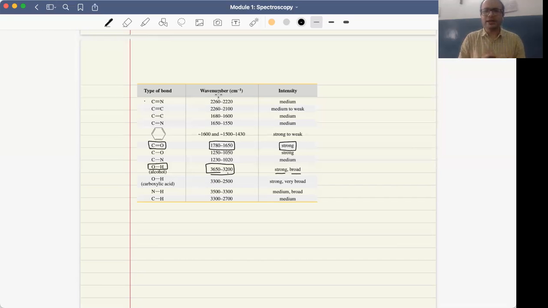So I hope you have a good basic understanding of infrared spectroscopy and its application, in a slight sense, to the determination of functional groups in the molecule. We'll go into more details in the coming video.